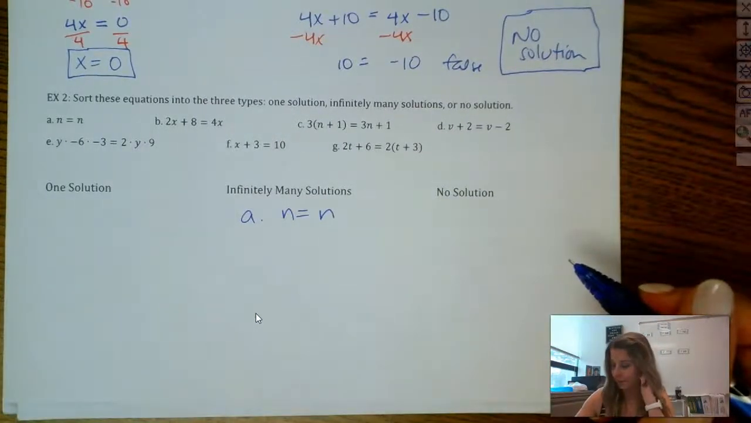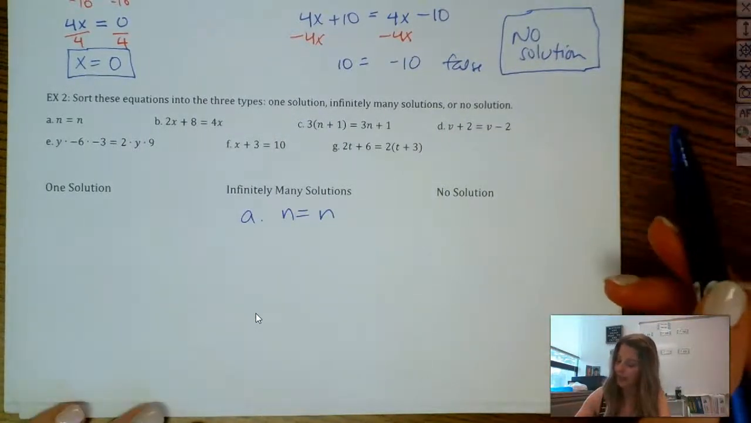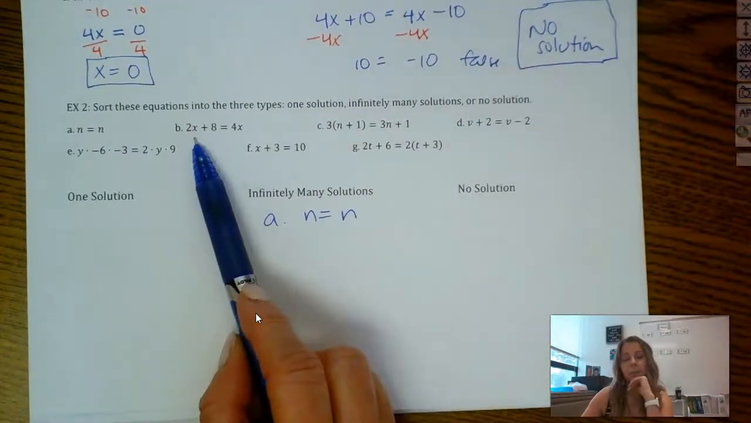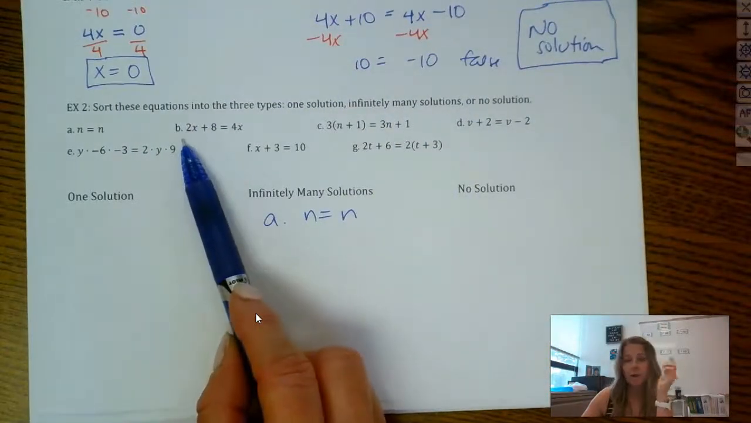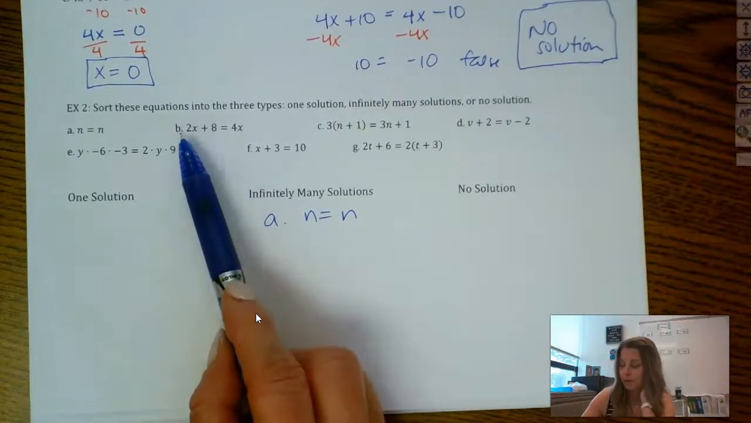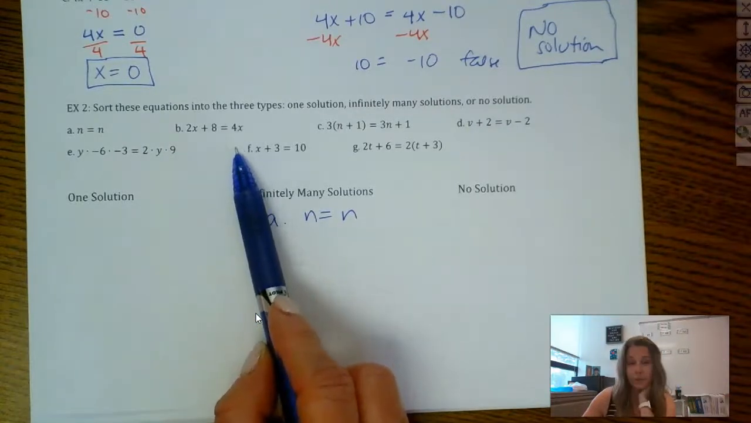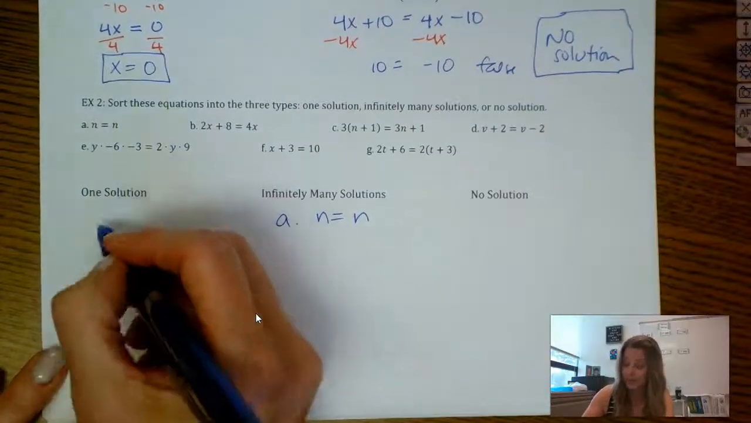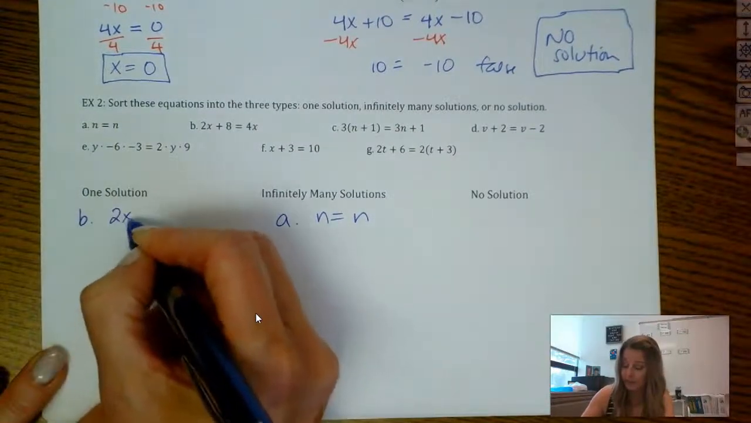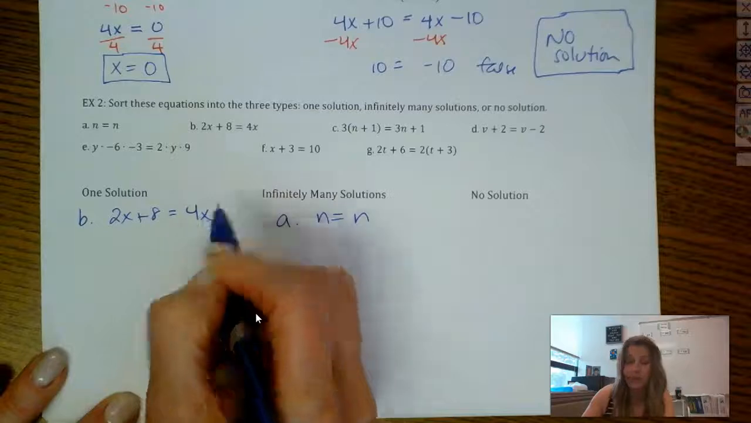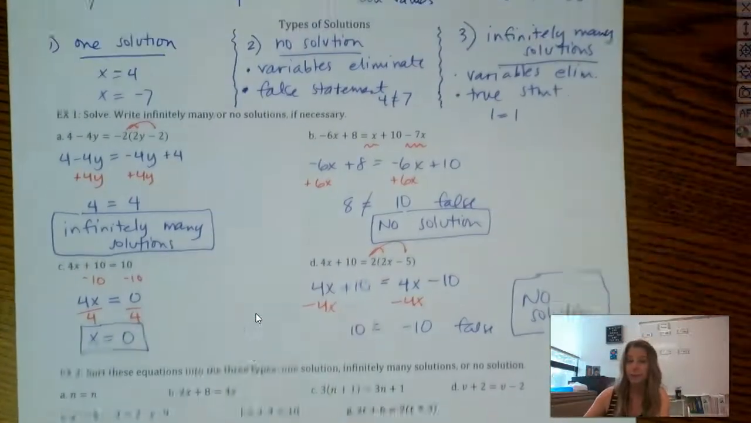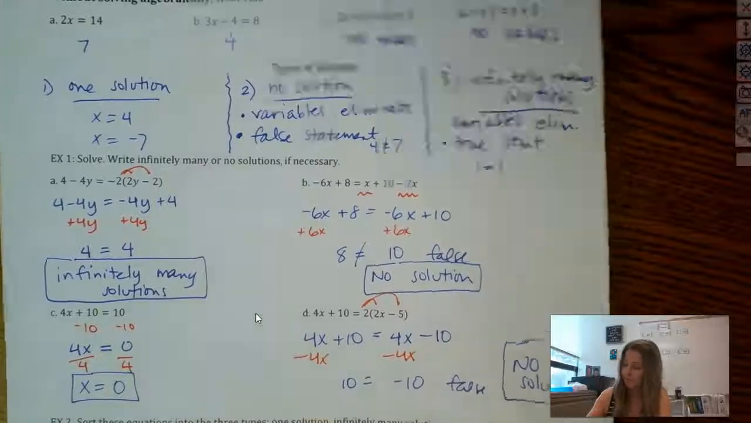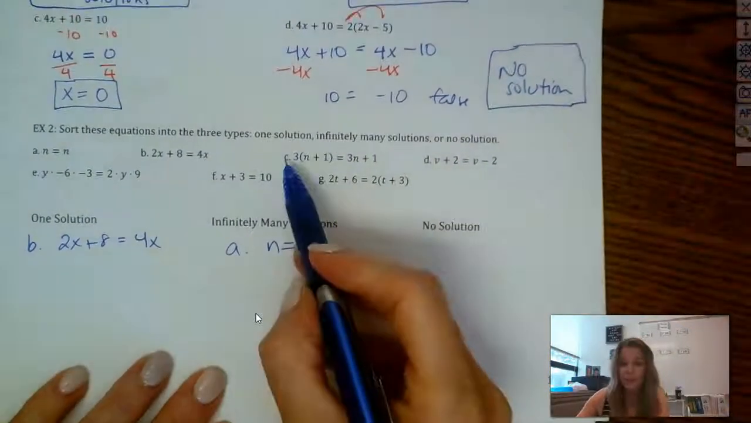Okay, let's take a look at B. The one thing I need to look at is, are my variables going to drop out? If I take away 2x from both sides, I end up with 2x. So my variables are not going to drop out. It's going to be a one solution. I don't need to solve it to see. I just need to know if my variables are going to drop out, because in no solution and infinitely many, those variables drop out.